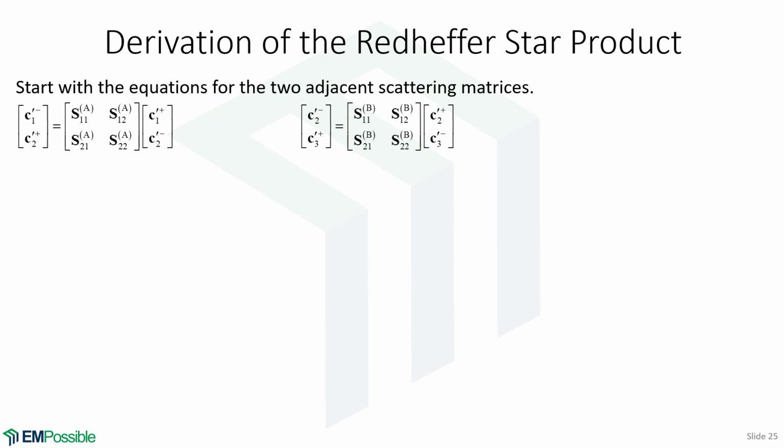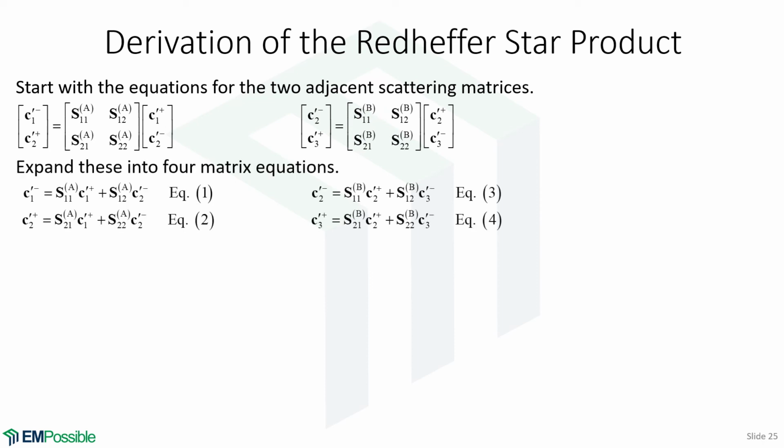Let's go ahead and derive how we would combine two scattering matrices. Let's say we have two adjacent layers, A and B. We have a scattering matrix equation for layer A and a scattering matrix equation for layer B. The first thing to do is to separate both of those 2x2 block matrix equations into the two matrix equations that they're representing. So our first 2x2 block matrix equation becomes these two matrix equations, and our second 2x2 block matrix equation becomes these.